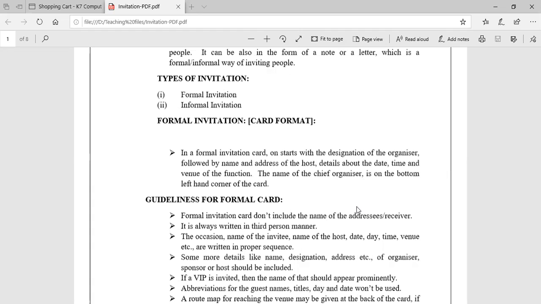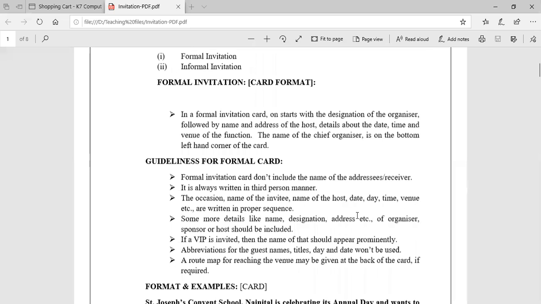When we discuss formal invitations, we have two varieties, that means two divisions. Formal invitation card, printed, and another one is formal letter writing invitation. So the first one is the formal invitation card in printed format. A formal invitation card starts with the designation of the organizer, followed by the name and address of the host. Details about the date, time and venue of the function we need to mention.